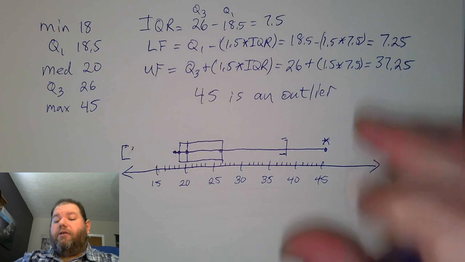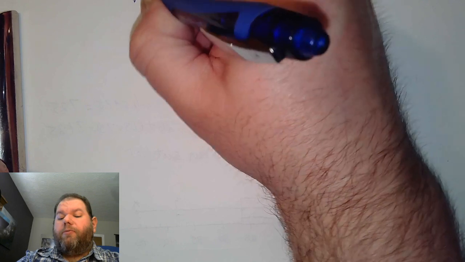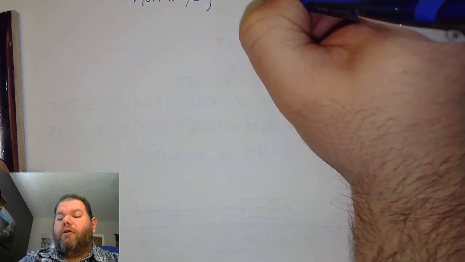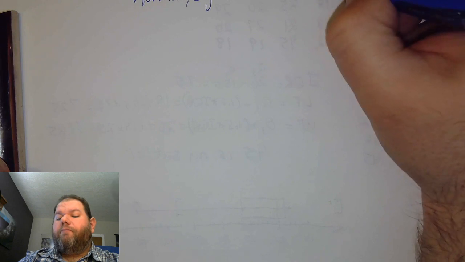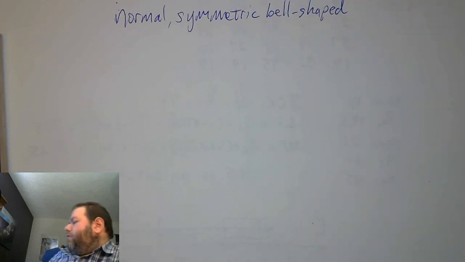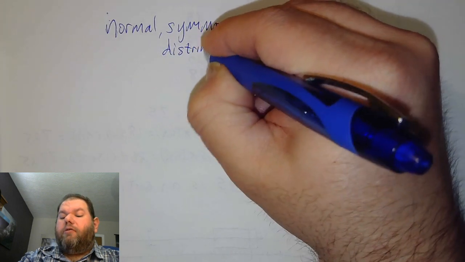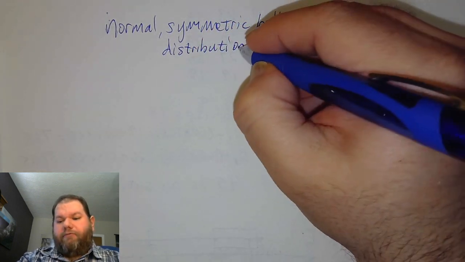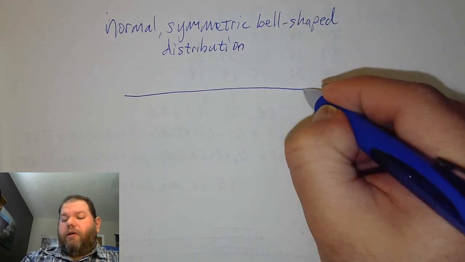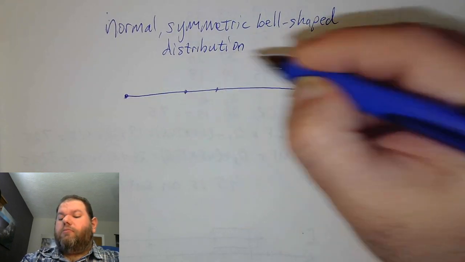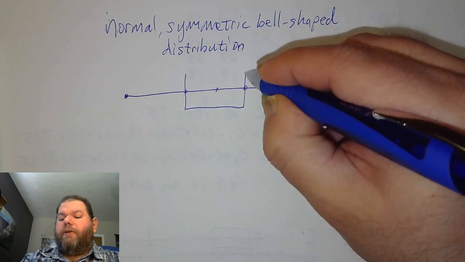What would it look like? If we have a normal, symmetric, bell-shaped distribution, because we looked at two box plots that represent skewed data already, if it was a normal bell-shaped distribution, it would be something like this.